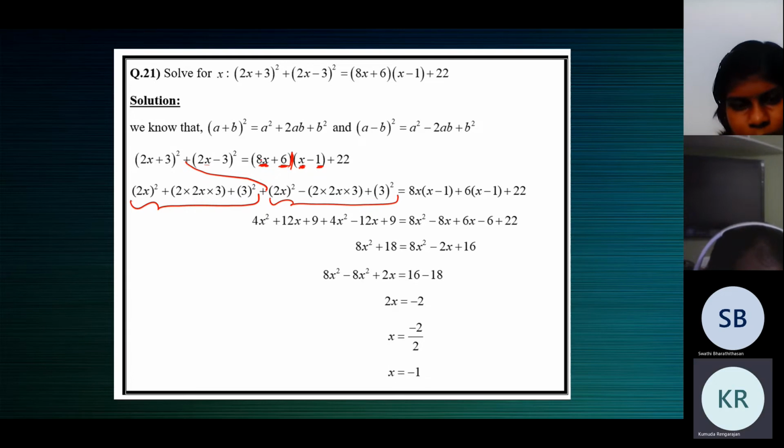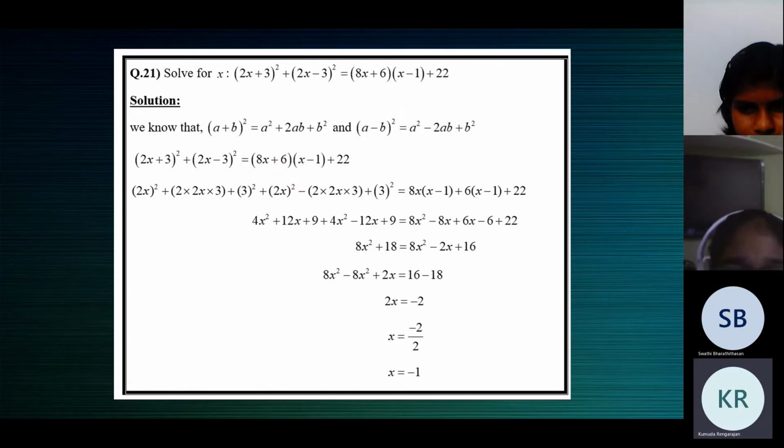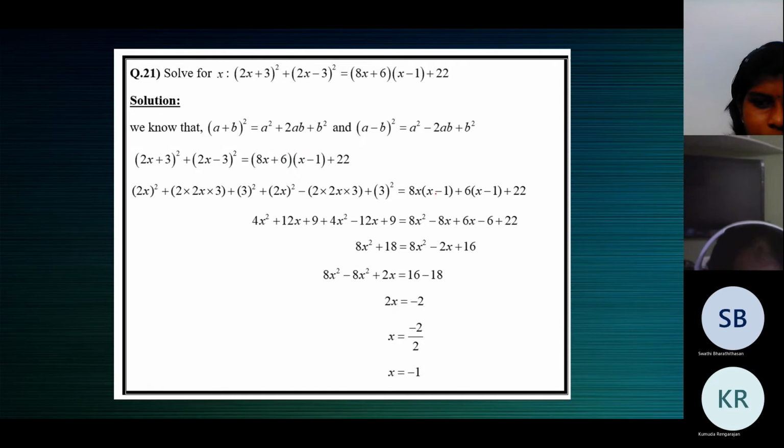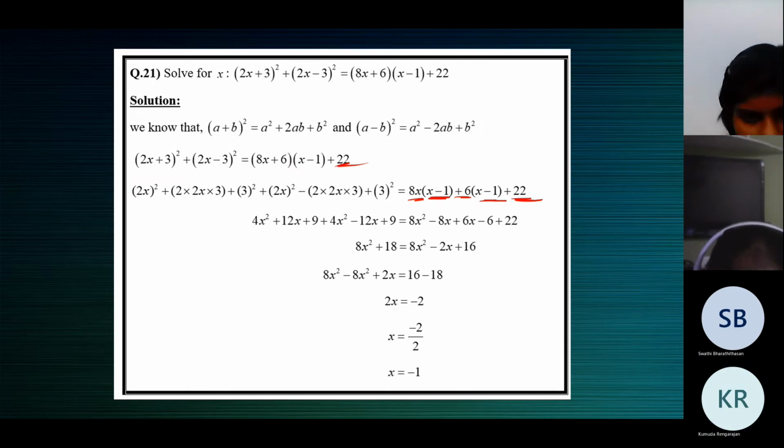So how do you multiply? 8x with the second bracket, plus 6 with the second bracket. The first term multiplied by the second bracket, the second term multiplied by the second bracket. So see here, 8x into (x − 1) plus 6 into (x − 1) plus 22 as it is. Next, we'll have to simplify this.